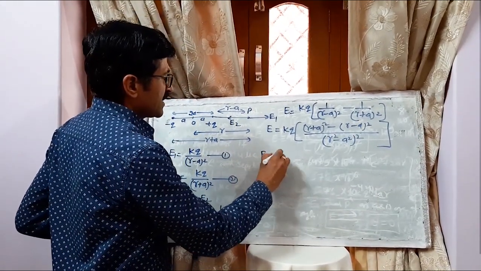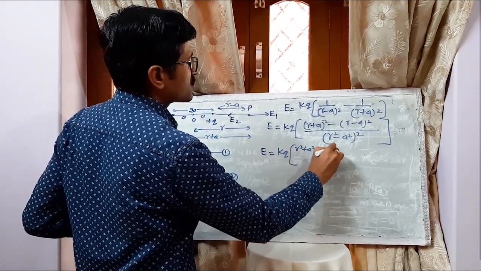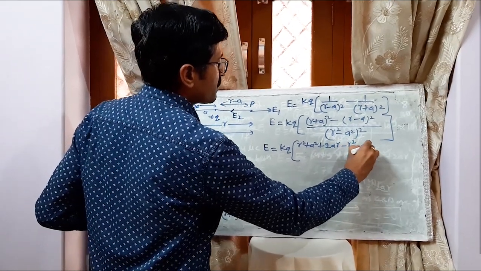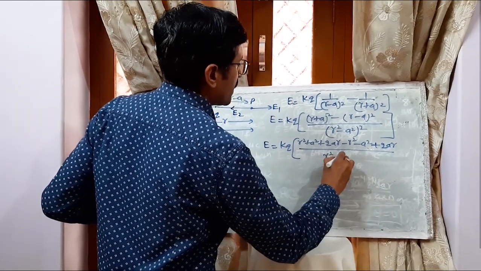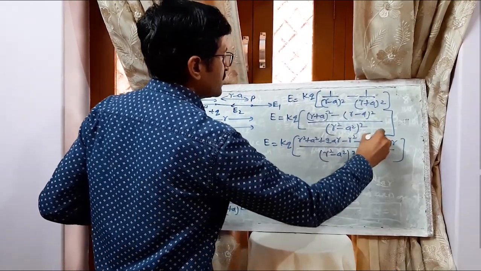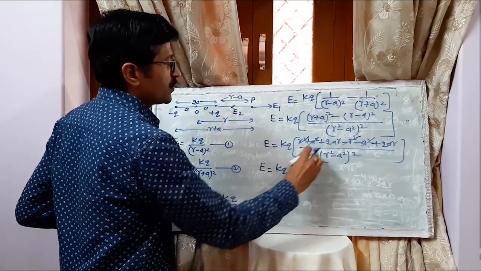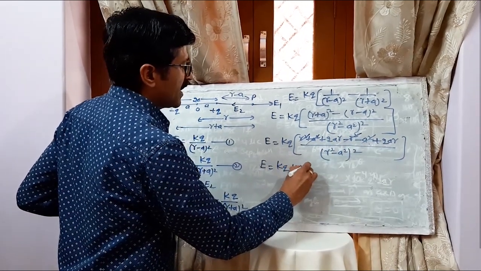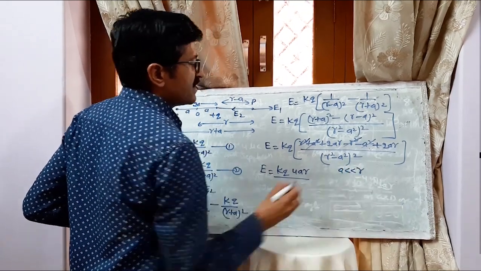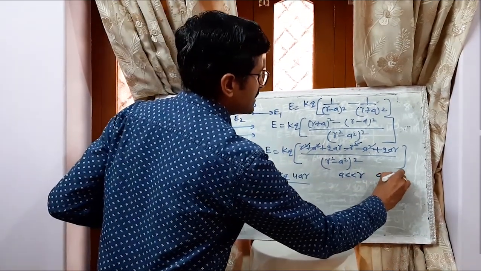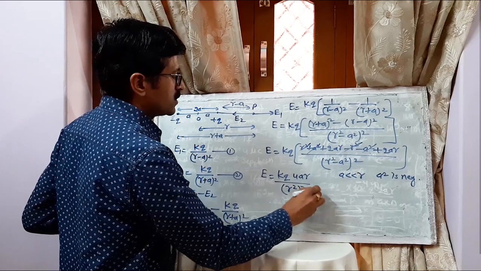Now, kq, just open these quantities. r square plus a square plus 2ar minus r square minus a square plus 2ar, upon r square minus a square whole square. These two quantities will get cancelled. E will be equal to kq into 2ar and 2ar becomes 4ar upon this quantity. a is very less than small r, so a square is neglected. Let us neglect this. Then there will remain r square whole square.